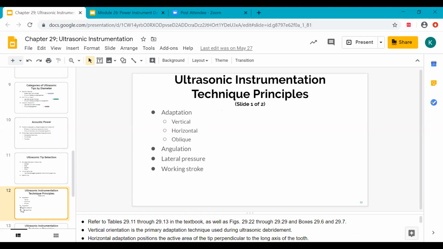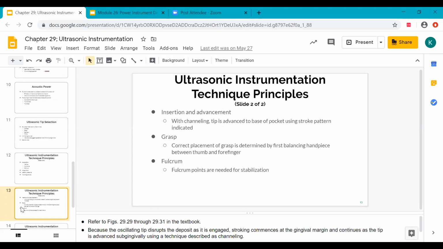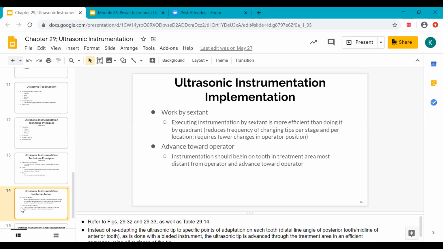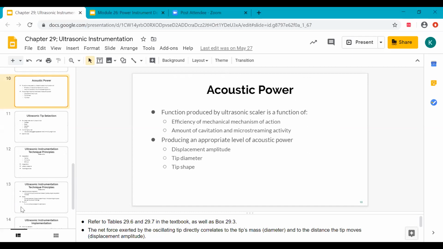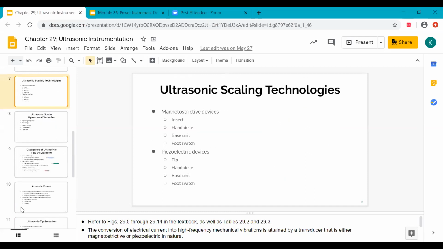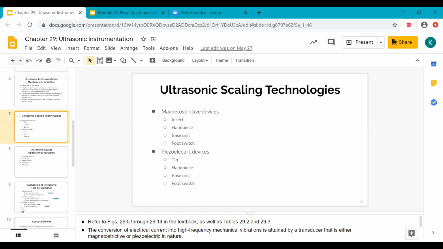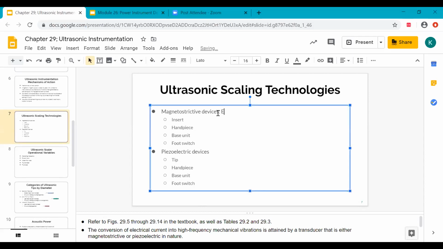This is kind of just review from the last PowerPoint, and so is this one. But I wanted to talk a little bit about the difference in our magnetostrictive and piezo devices, and it's the way that they move. So I'm just going to add this in here too. This one has elliptical movement, and this one is linear movement.